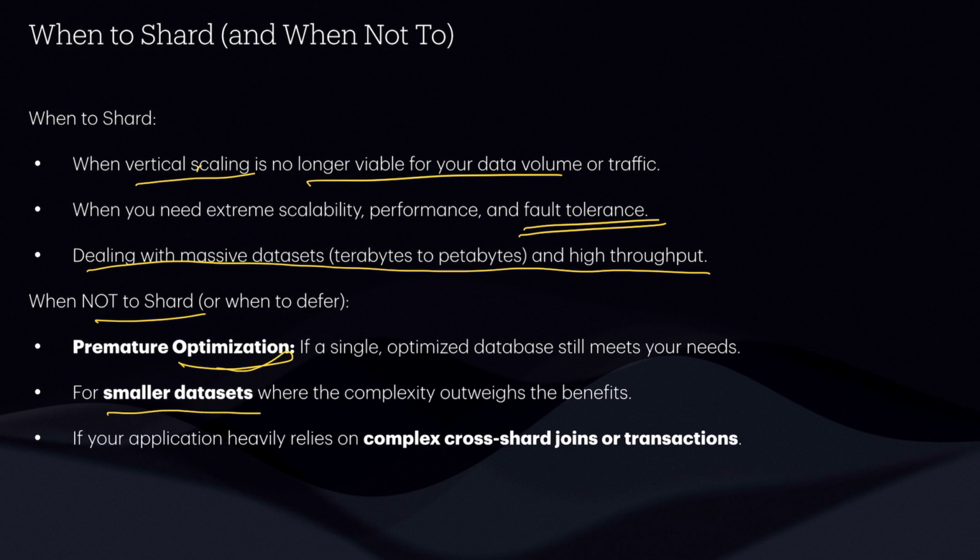For smaller data sets, it is not really recommended to shard. For fault tolerance, we can do something else, which is replication, which we will discuss later, but sharding is not really needed. We are unnecessarily adding just network overhead in this case. And if your application heavily relies on complex cross-shard joins or transactions, then as discussed before, sharding can actually slow you down. So yes, that has been an overview of sharding.